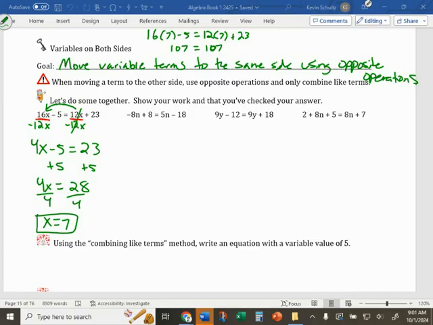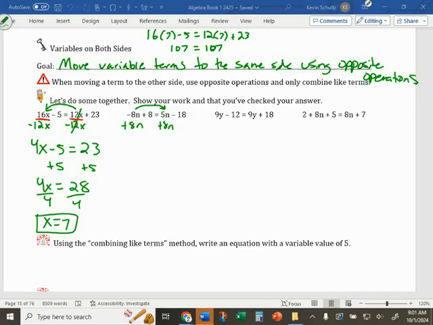The next one. Negative 8n plus 8 equals 5n minus 18. This time, let's move our variables to the right side. Let's move our n's over here. If we have a negative 8n and we want to move it, what are we going to need to do? Blakely. Add 8n to both sides.